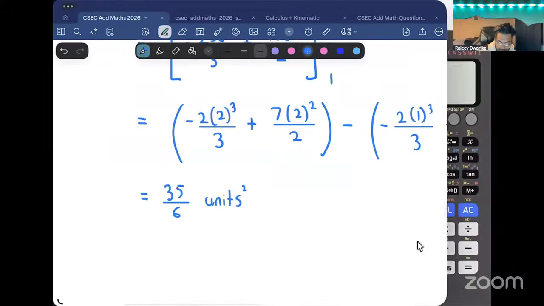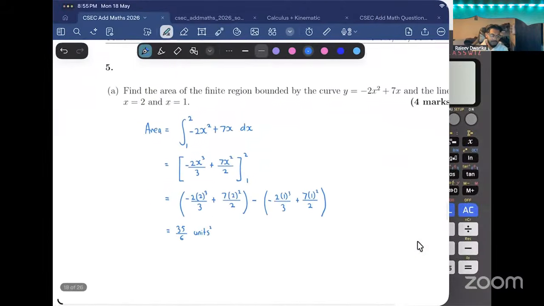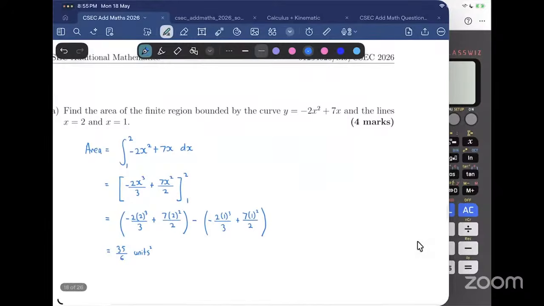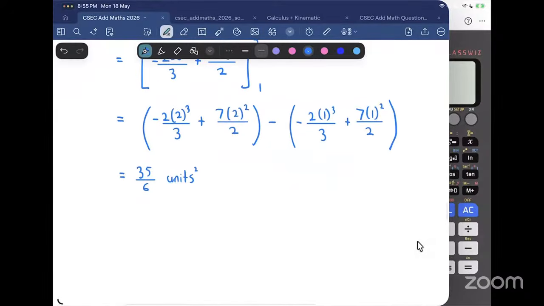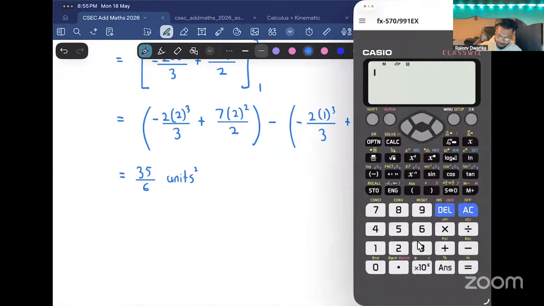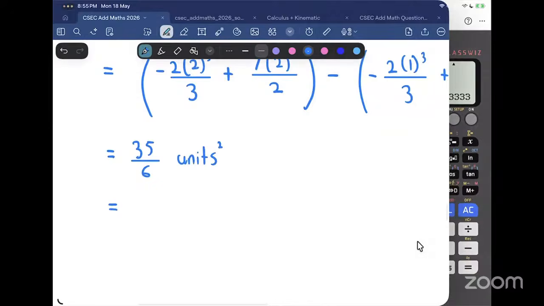Right. Alright, cool. 35/6 units, that's the answer. You can leave it like that, or you can write it to 2 decimal places. Okay, 35/6, so 5.83.